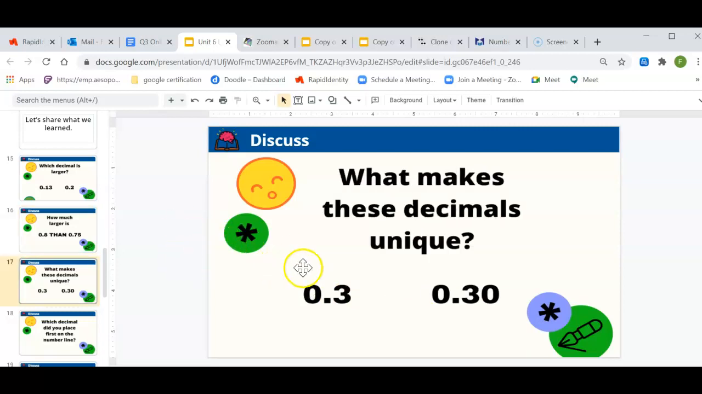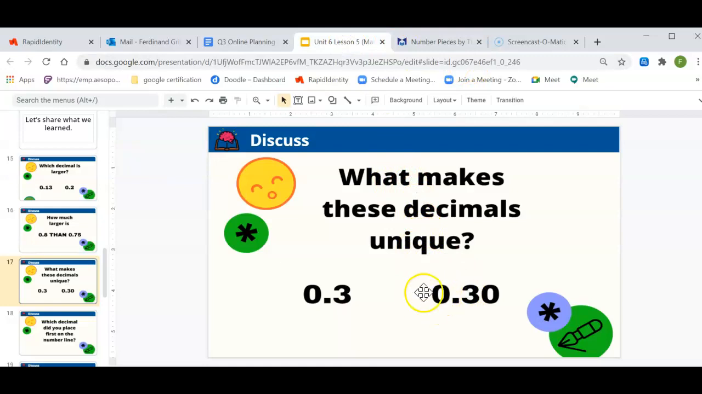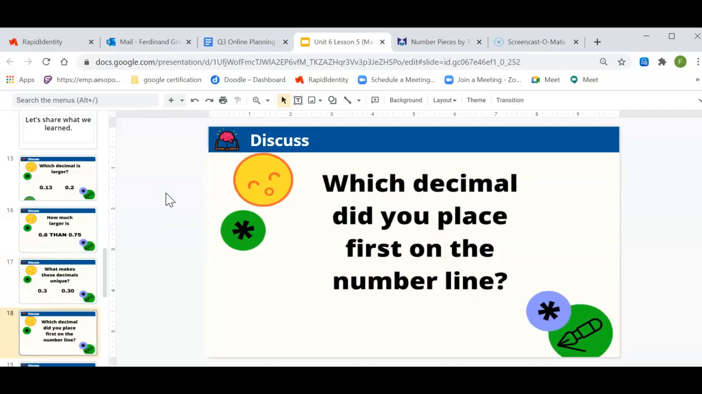And our next one, what makes these decimals unique? Let's take a look at them. You've got 3/10 and 30/100s. Now when I go back up to my number pieces for this one right here, you see this is 3/10, and I've already got 30 of the units over here. So this is actually 30/100s. So 3/10 and 30/100s. What makes them unique is that they are equivalent to each other. They're the same.